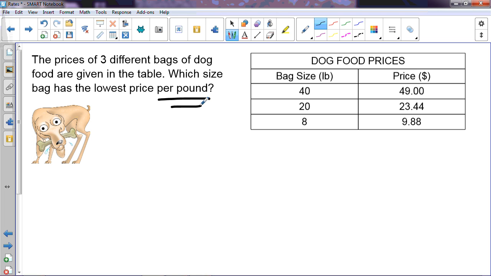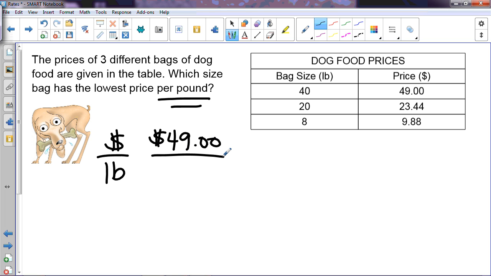So per pound, that's telling us that we need to simplify our pounds. So I'm going to set up a few rates, or ratios, fractions, so that I can figure this out. So we're going to put our price on the top and pounds on the bottom because we want to figure out how much just 1 pound costs. So our first bag of dog food is $49 for 40 pounds.